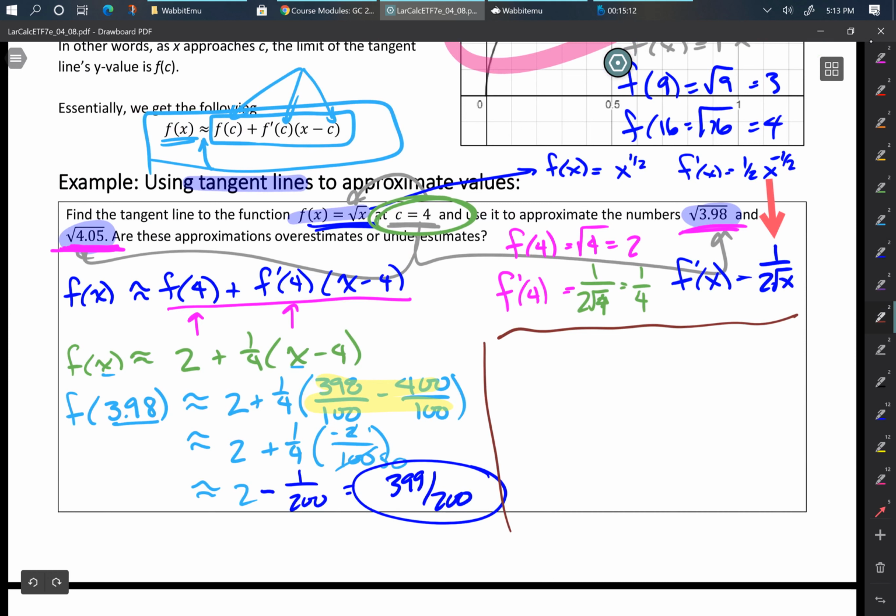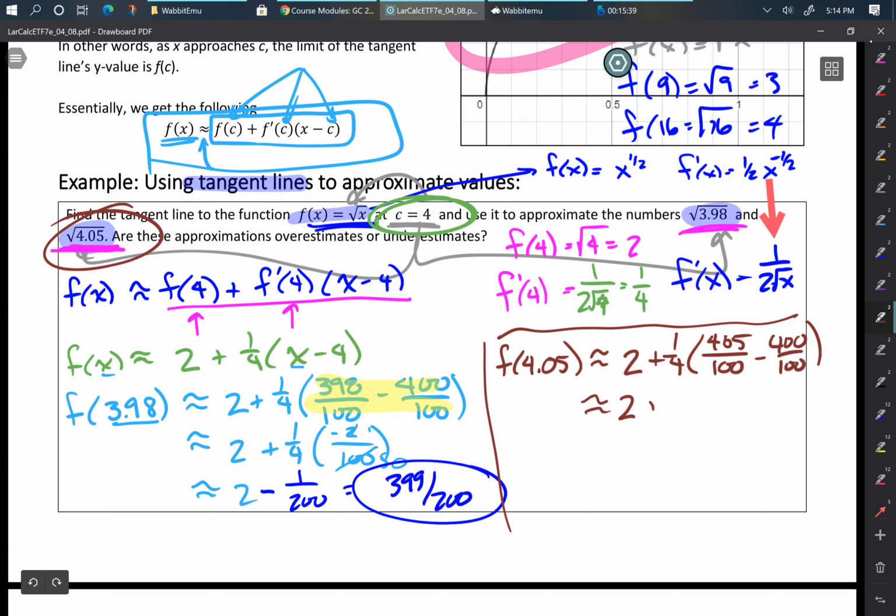We still have one more to do. We haven't done this one yet. So we want to do the square root of 4.05. So we want to find f of 4.05. Well, that's going to be approximately 2 plus 1/4 times 405 over 100, I'm just converting it to a fraction right away, minus 400 over 100. It's approximately 2 plus 1/4 times 5 out of 100. 5 out of 100 is 1/20th. So 2 plus 1/80th. Let's see, 2 times 80 is 160, plus 1 is 161 over 80.